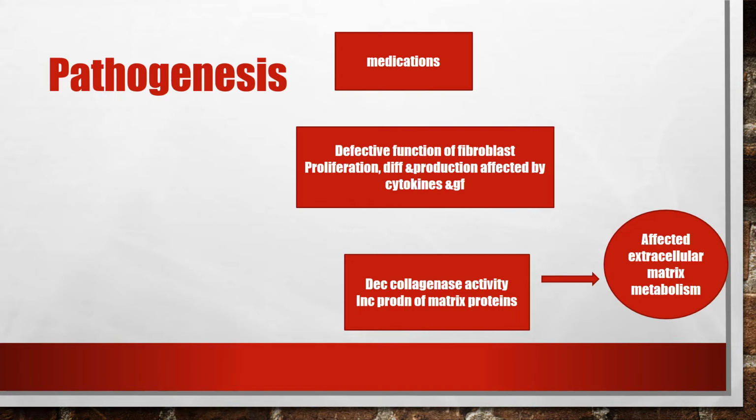The main causative factor is a medication that mainly acts on the fibroblast, which leads to defective function of the fibroblast. The proliferation, differentiation, and production are all affected by the cytokines and growth factors. When there is defective function of the fibroblast, an increased number of fibers will be formed and degradation will be less, and there will also be decreased collagenase activity. So there is increased production of matrix proteins. This finally leads to affected extracellular matrix metabolism.